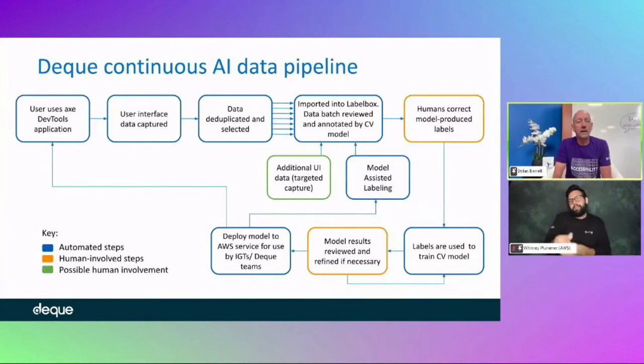The second thing I'd like to point out about our artificial intelligence approach, which sets us aside from some of the other approaches out there, is that because of the large number of users we have, both of our free tools and our paid tools, we've been able to set up a continuous artificial intelligence data pipeline. Every time somebody uses the axe DevTools application, we capture a screenshot of the user interface that they're analyzing. It gets sent into a batch, it gets deduplicated, and eventually goes through a process where it's automatically labeled. It's QA'd by humans, once again, because we're very interested in having high quality data going into our models.